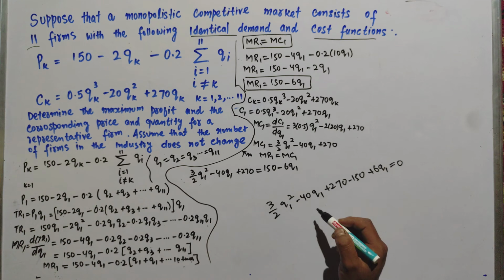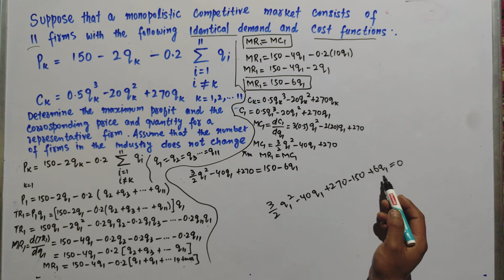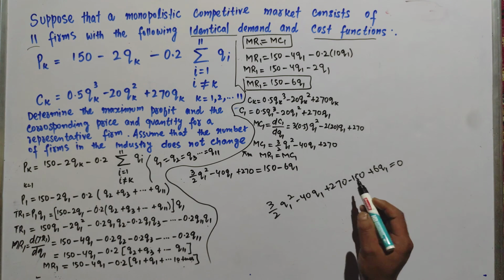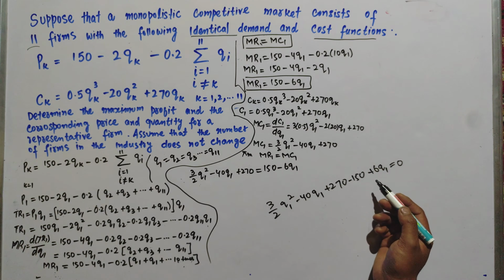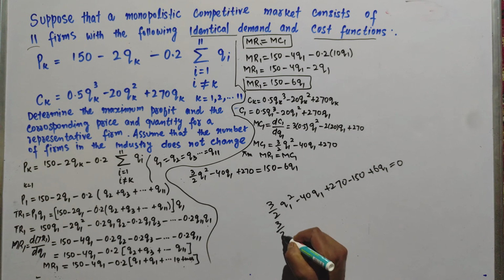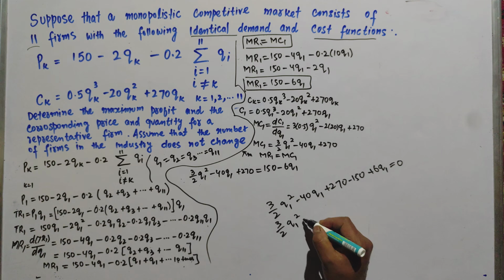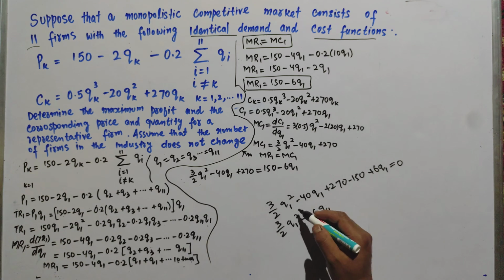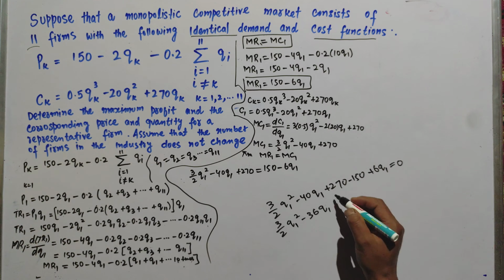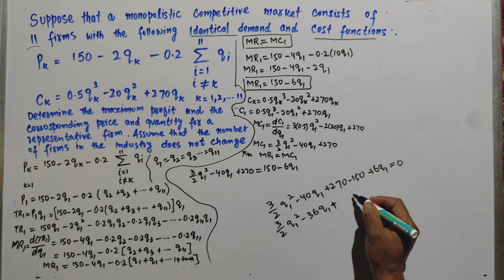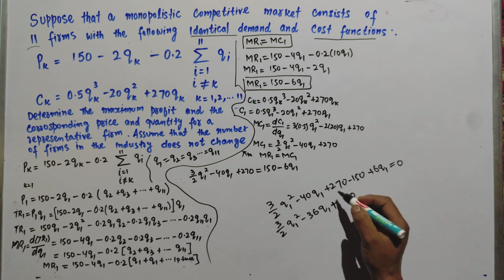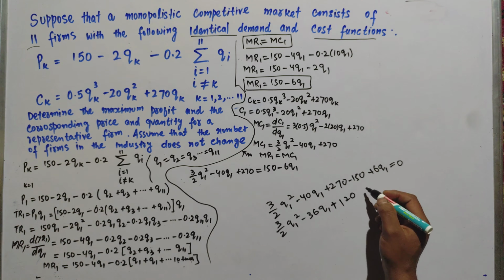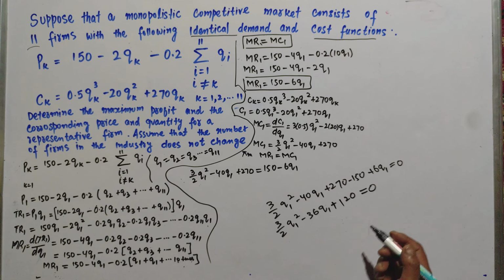So we have minus 40 plus 6, which gives minus 36. Okay, so we get 3 upon 2 q1 square minus 36 q1 plus, here 0 goes 0, and we get here 120. Okay, let us equate it to 0.